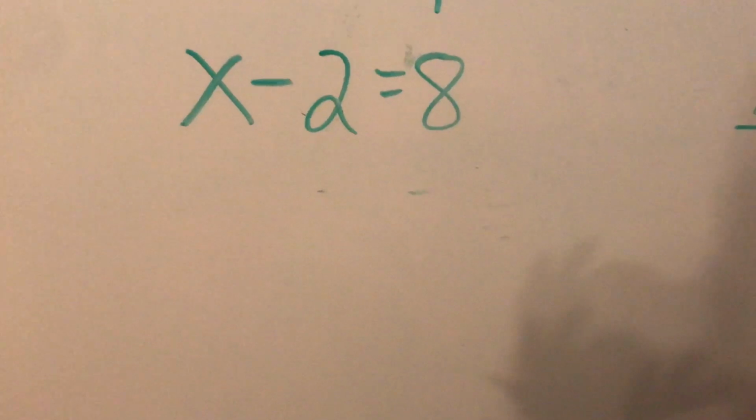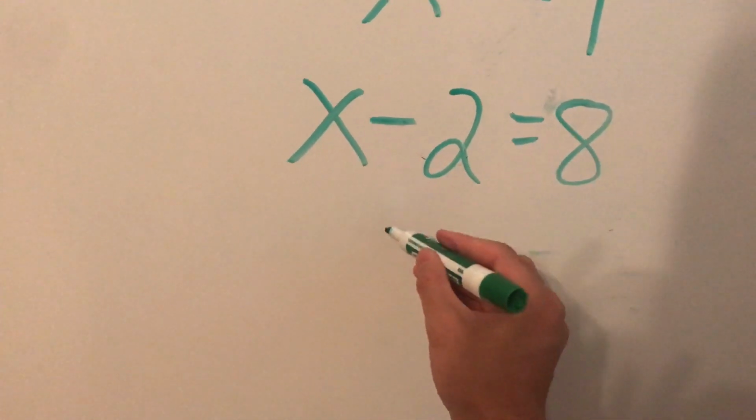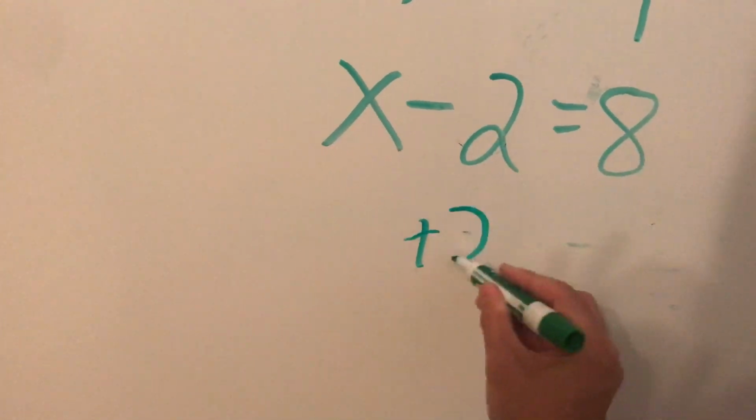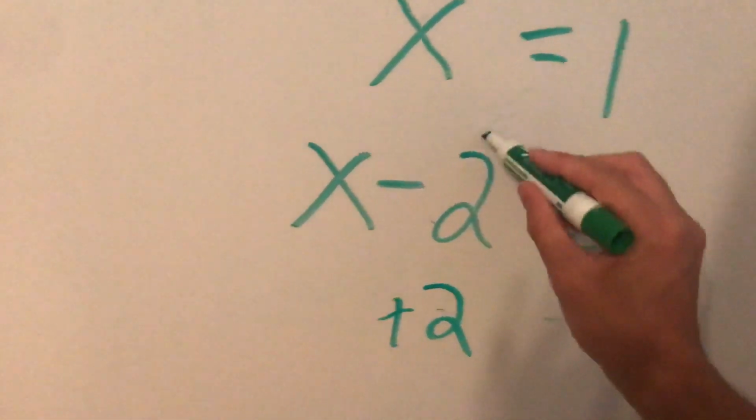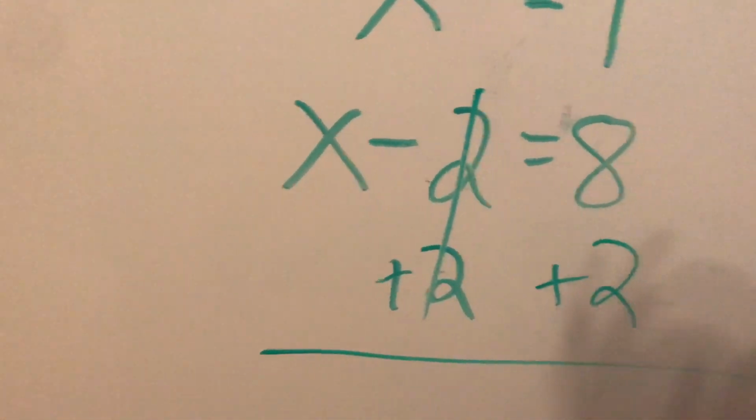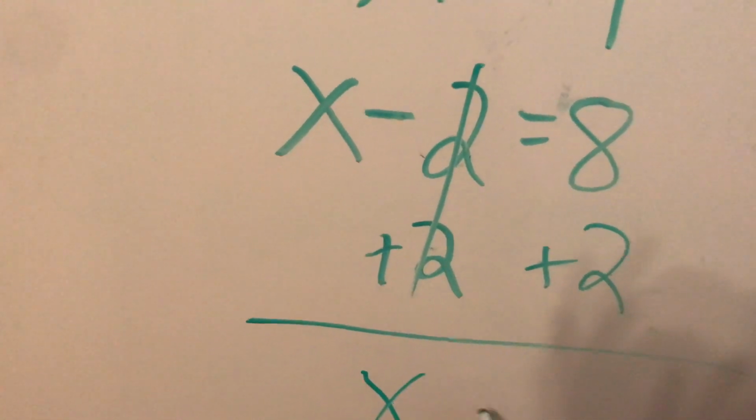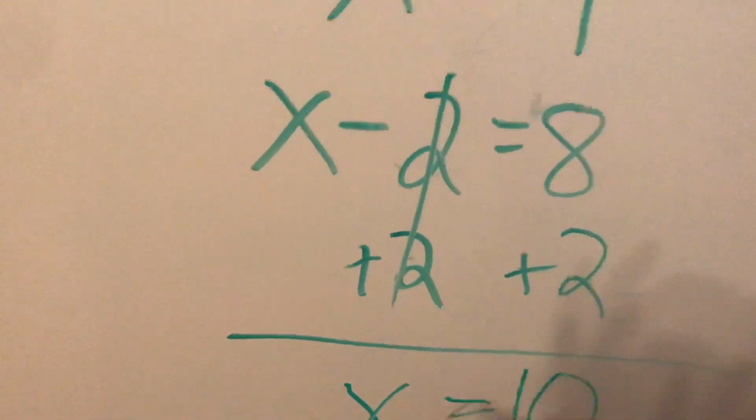Now we have a subtraction problem. You do the opposite, which is addition. If you have x minus 2, you simply plus 2. That cancels that out, and what you do on one side, you do to the other. So on this side, you're left with just the x, and on this side, you are left with 10.